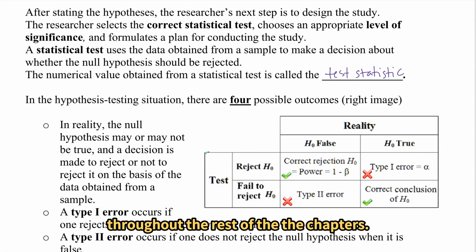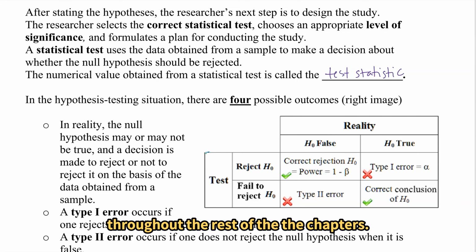If we think the null is not true, and it actually is not true, we have a correct conclusion on our null hypothesis. So this is a good thing. Notice that check mark there. This is good. Correct rejection of the null. If we think the null is true, and in reality it is true, this is another correct conclusion. The goal is that we land in one of those 2 scenarios.